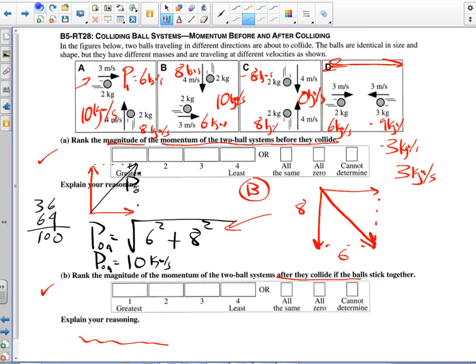So we'll go A and B here, and D followed by C, which has 0. Remember, they want magnitude, so I'm going to ignore the negative. And whatever I answered here is what I'm going to answer here, because the final momentums have to be the same. It doesn't matter really if they stick together or not, to be honest with you. The final momentum of the system has to be the same in a collision where all the forces are internal.